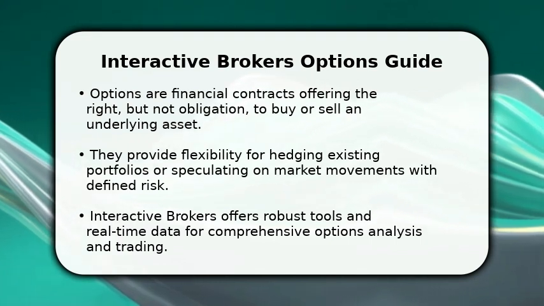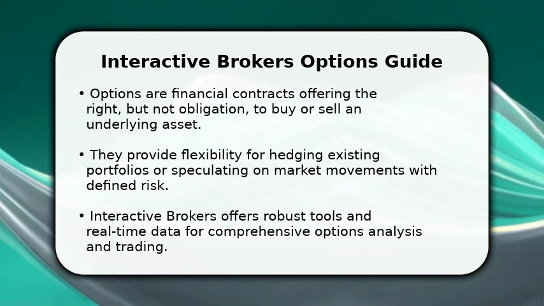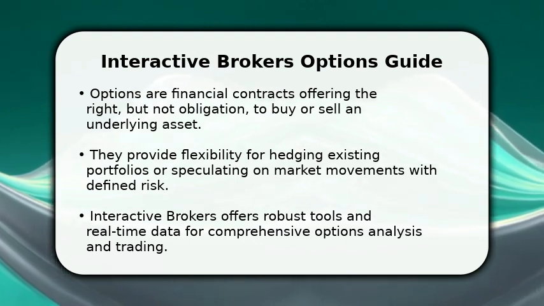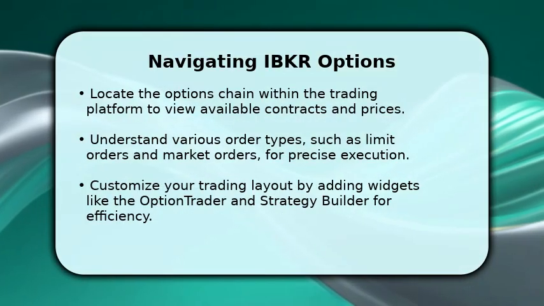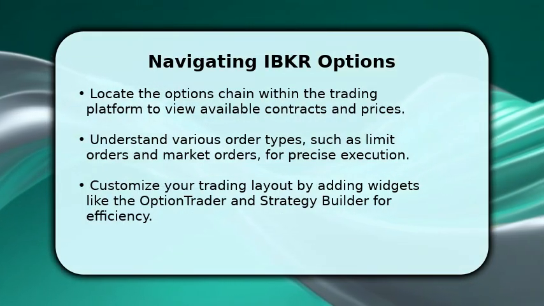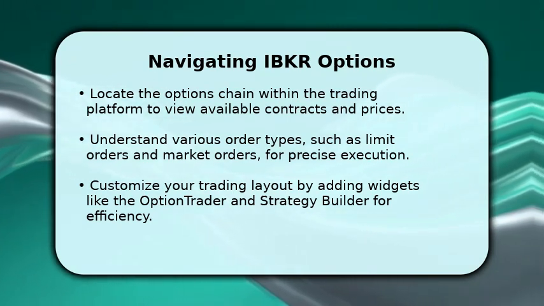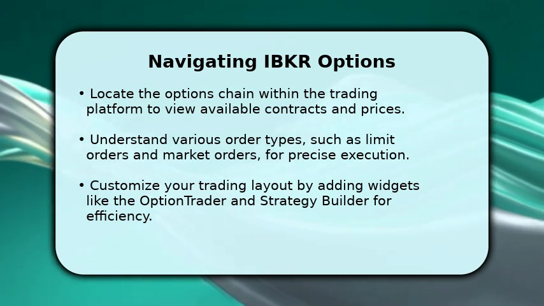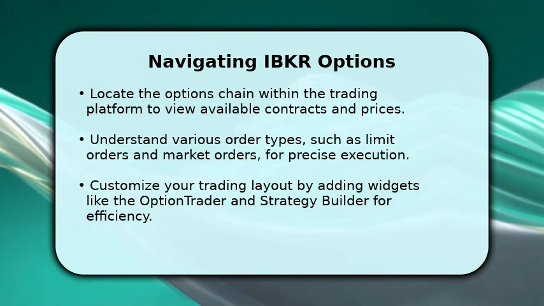Interactive Brokers provides a sophisticated platform with extensive features, including real-time data and advanced analytical tools to help you navigate the options market. Once logged in, you will find the options chain, which displays all available contracts for a given underlying asset. It's crucial to understand different order types. For instance, a limit order lets you specify a maximum or minimum price.